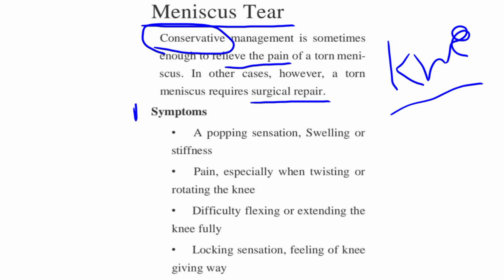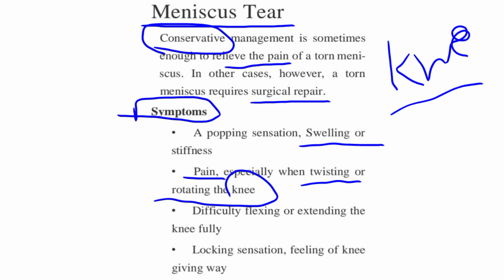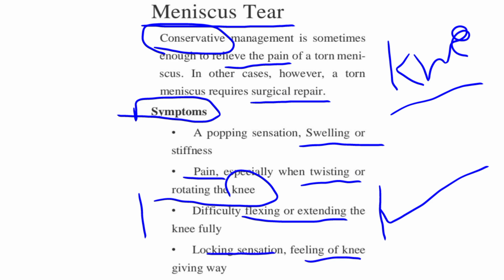The symptoms of the meniscus tear are a popping sensation, swelling or stiffness, pain, especially when twisting or rotating the knee joint, difficulty flexing or extending the knee fully, pain at full range of motion, a locking sensation, and a feeling of the knee giving way. These are the sensations that the patient complains of: swelling, stiffness, pain, difficulty in movement, and locking sensations.